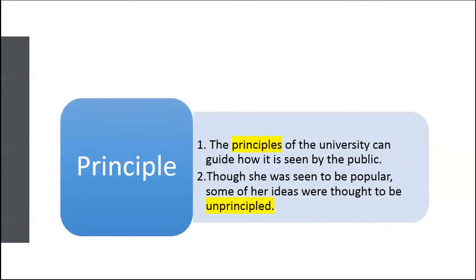Principle. The principles of the university can guide how it is seen by the public. Though she was seen to be popular, some of her ideas were thought to be unprincipled. Okay. So here, principle can relate to laws or rules or personal rules here. Okay, so the principles of the university, you know, the way that the university operates by certain procedures or rules it follows. Unprincipled means that you don't really follow any personal moral rules. You don't really have a firm idea of where you stand on different things.